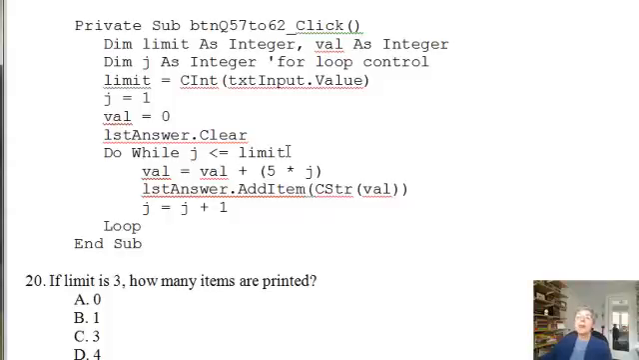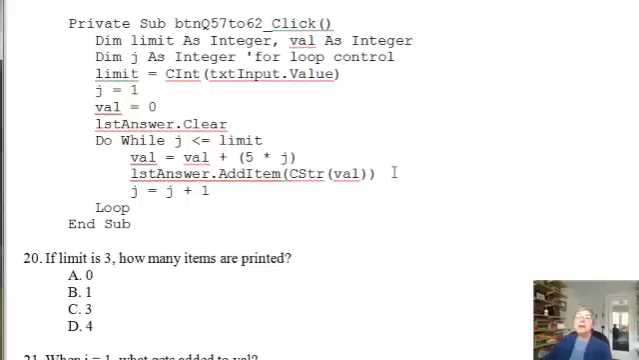All right, so starting with j equal 1, if the limit is 3, and we're printing something each time we go through the loop, how many items are printed? Okay, so j equals 1, we run the loop. J equal 2, we run the loop. J equal 3, we run the loop. J equal 4, we do not run the loop because 4 is not less than or equal to 3. So we run the loop a total of 3 times. 3 things are printed, and that's answer C.